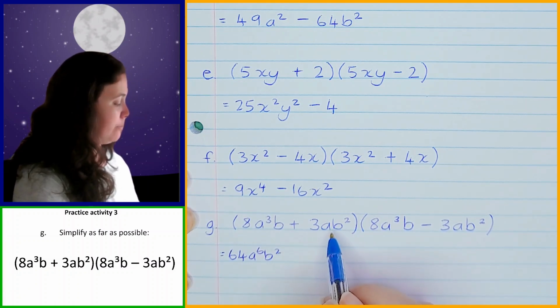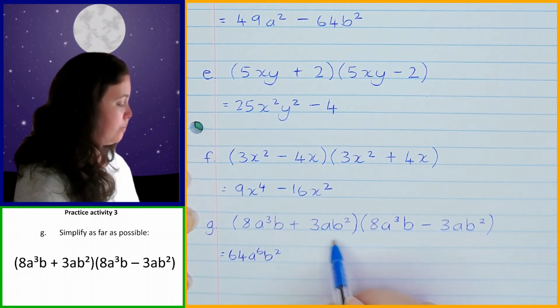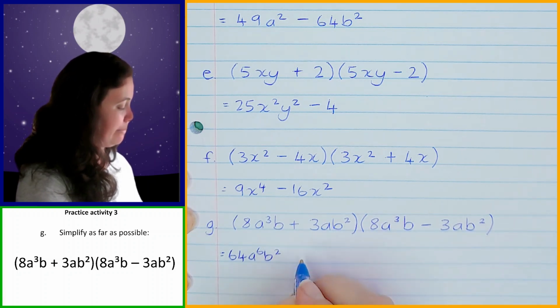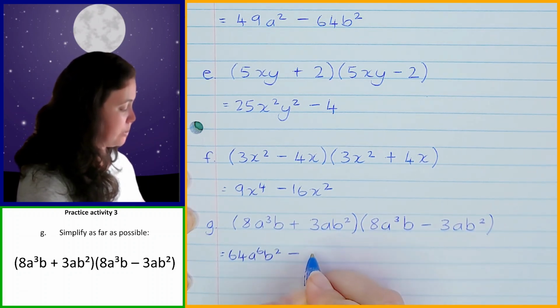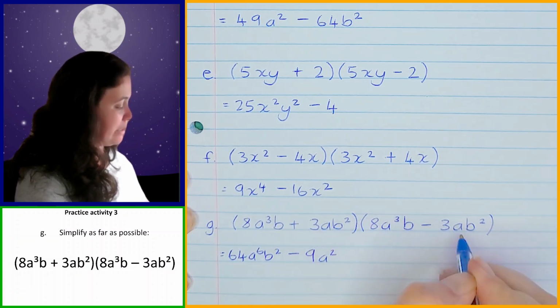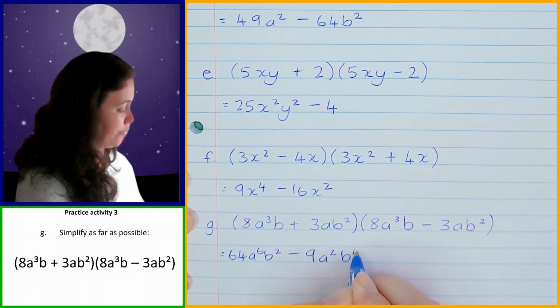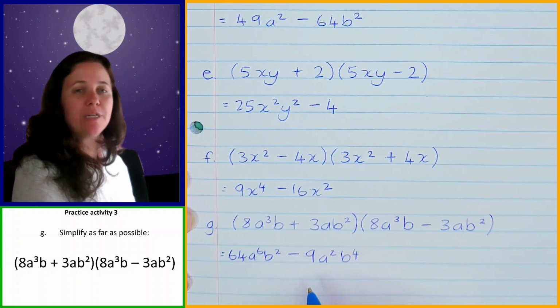And then I'm going to jump to multiplying the last term in each bracket. So I've got 3ab squared multiplied by negative 3ab squared. So that's minus. 3 times 3 is 9. a times a is a squared, and b squared times b squared is b to the power of 4. So that's what we should have got for question G.